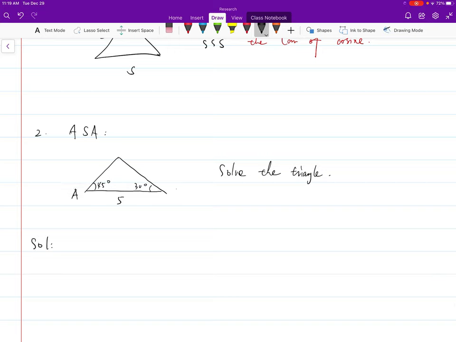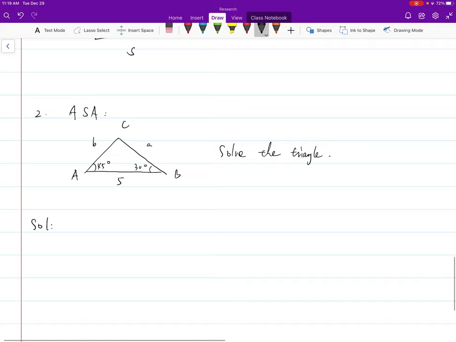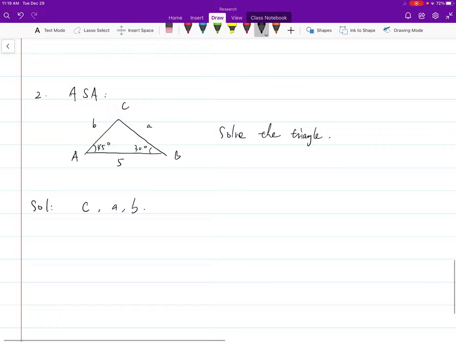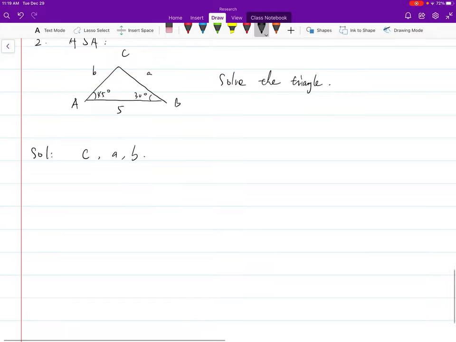Now before we do anything, we need to give them names. So let's call this one A, let's call this one B, and C. It doesn't really matter actually how you name them. But now our job is to try to figure out the three things: angle C, side A, and side B.